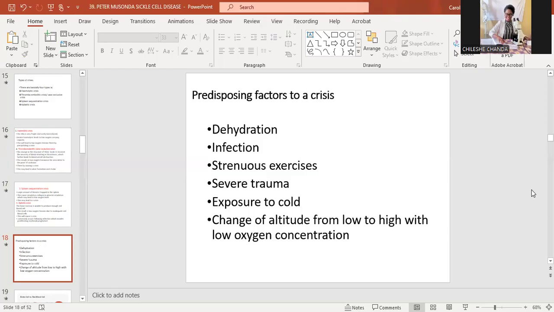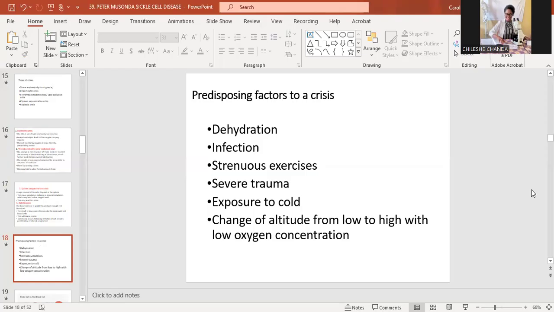Strenuous exercises that require the body to have enough oxygen. So you find that this patient starts doing very strenuous exercises. Therefore, the organs in the body will need more oxygen. The muscles will need more oxygen. And so because of that, you'll find that this patient is going to go into a crisis.